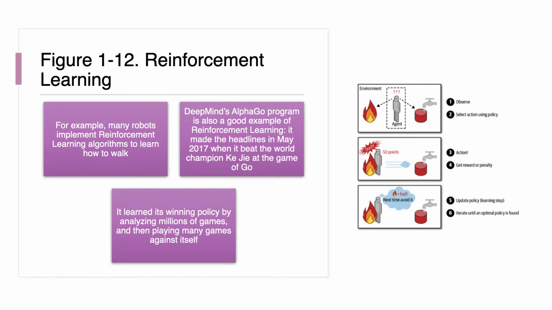DeepMind's AlphaGo program is also a good example of reinforcement learning. It made the headlines in May 2017 when it beat the world champion Ke Jie at the game of Go. It learned its winning policy by analyzing millions of games, and then playing many games against itself. Note that learning was turned off during the games against the champion. AlphaGo was just applying the policy it had learned.